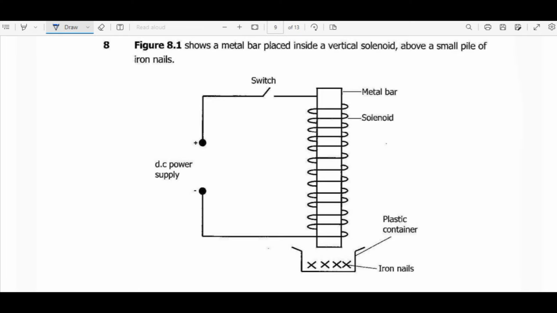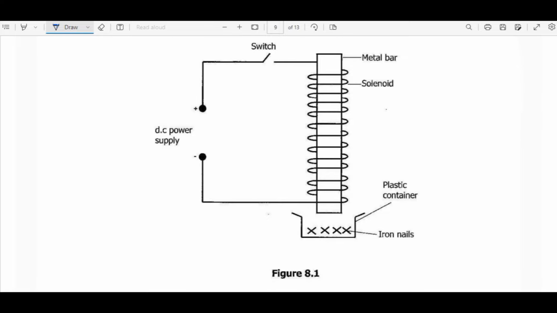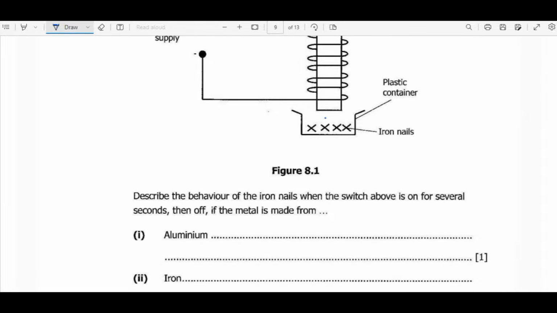So we have the solenoid, which is just the process under the electrical method in which we can make a magnetic material become a magnet. So we have a metal bar inside the solenoid, then we have some nails placed here. So let's go to the first question. Describe the behavior of the iron nails when the switch is on for several seconds, then off, if the metal is made from... So the first one, we assume that this metal is aluminium.